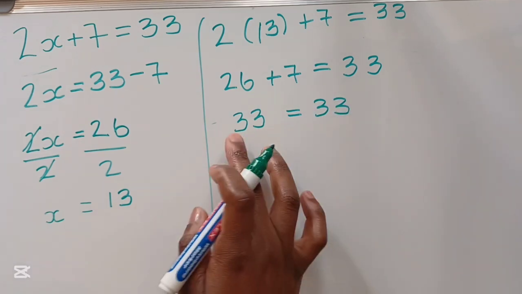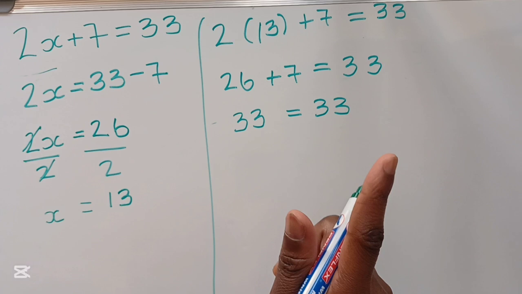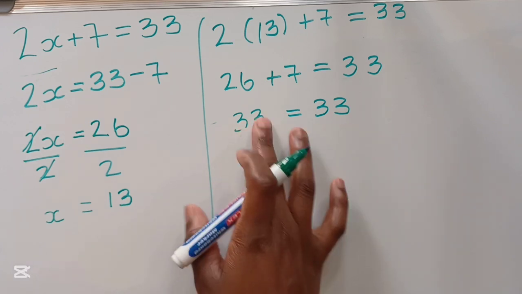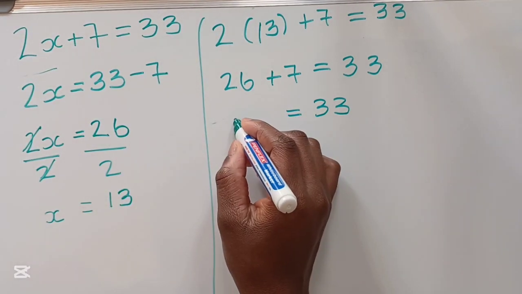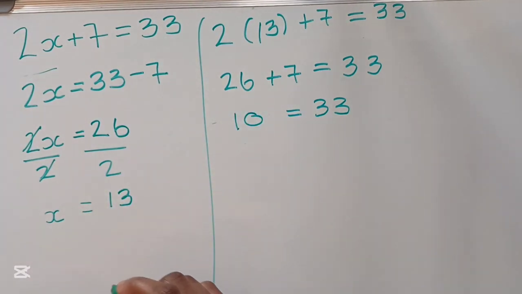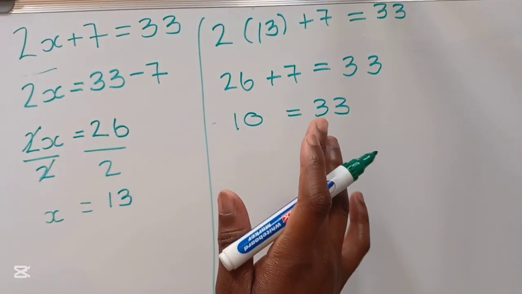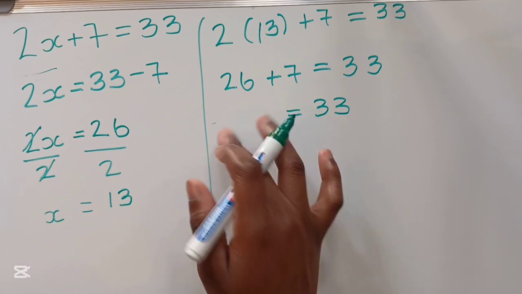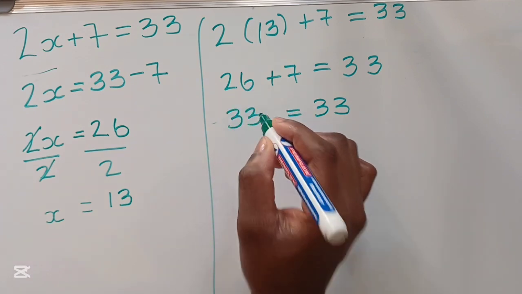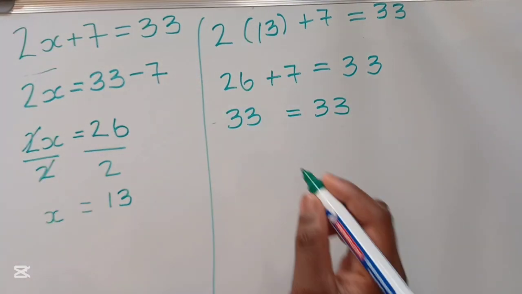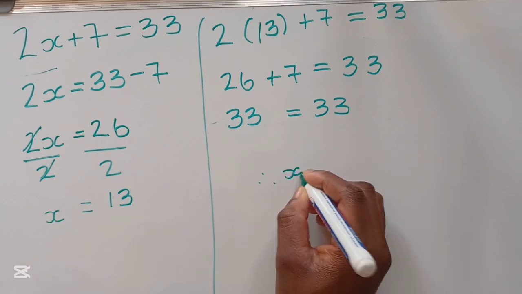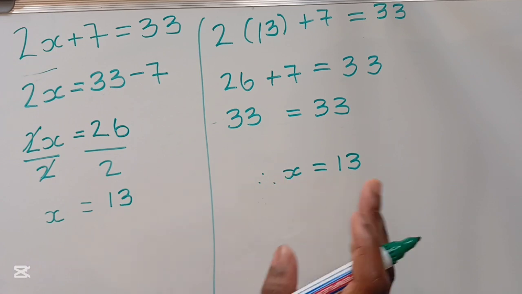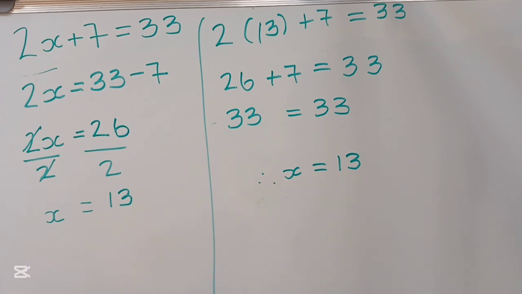So if both sides have the same value, that means that my value for x is indeed 13. What I mean is, if this side I had, let's say 10, that means that the value for x is not 13 because both sides have different values. So when both sides give you the same value, that means the value for x is indeed 13. These 3 dots just mean therefore x is equal to 13.